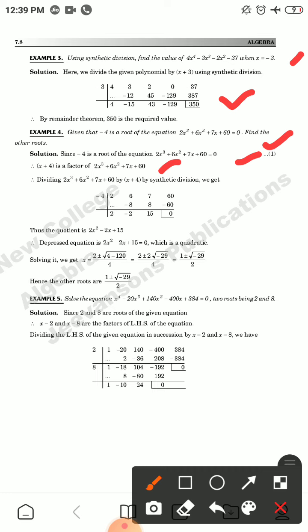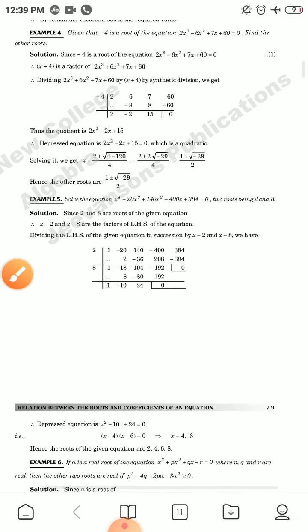we have the quotient 2x^2 - 2x + 15, and therefore the depressed equation is 2x^2 - 2x + 15 = 0, which is quadratic. Solving it, we get x = (2 ± √(-116))/4, that is, 2 ± 2√-29 over 4, and solving this, hence the roots are (1 ± √-29)/2.